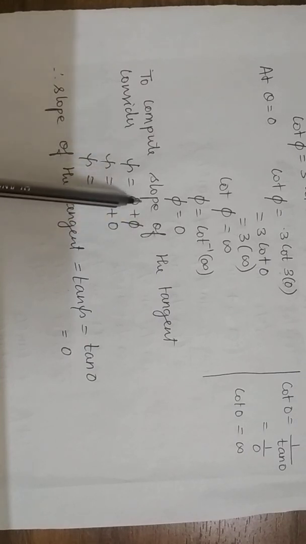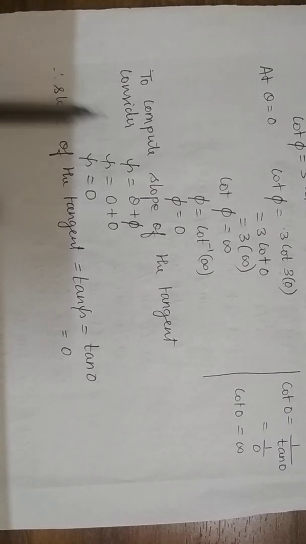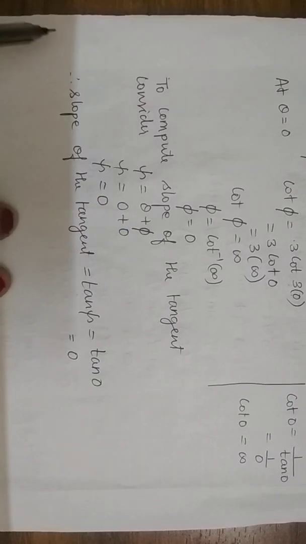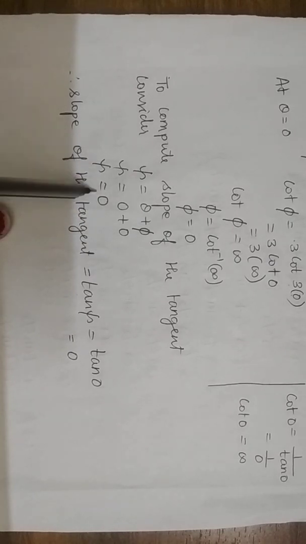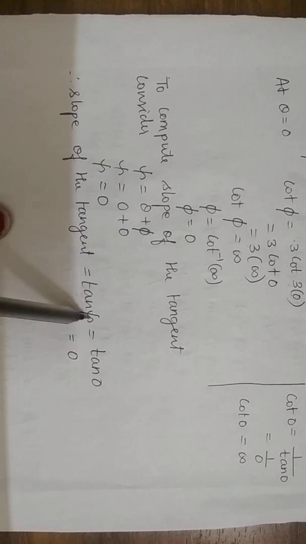Now we are going to compute the slope of the tangent. To compute the slope of the tangent, consider psi is equal to theta plus phi. Theta is 0, phi is also 0, so 0 plus 0 is 0. So this is psi. This is not your answer. The slope of the tangent is given by tan psi.